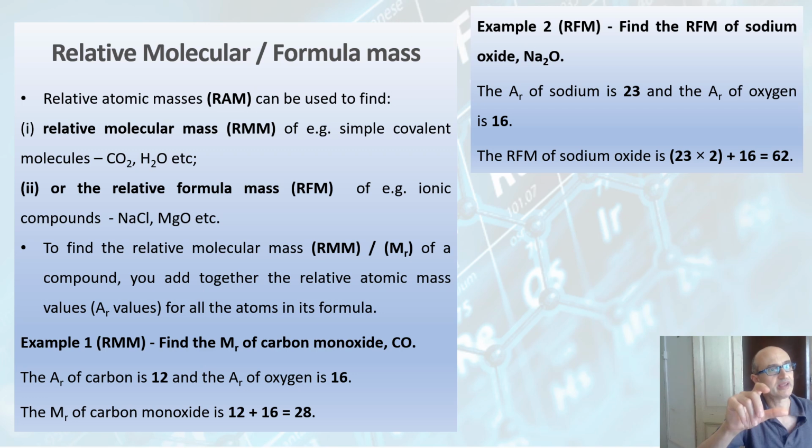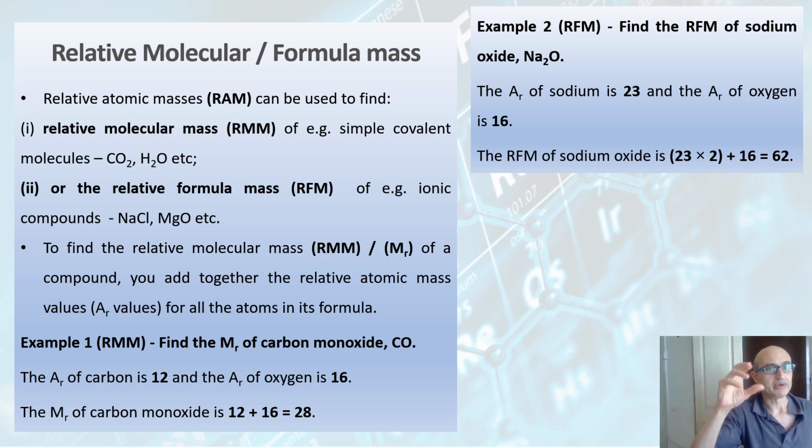Let's look at example 1. An abbreviation for RMM, by the way, is M subscript r. RMM, relative molecular mass, M subscript r, all mean the same thing. In example 1, we are being asked to find the relative molecular mass of carbon monoxide. It is a relative molecular mass because carbon monoxide occurs as simple covalent molecules, so it is correct to use the term RMM, because we are referring to molecules.